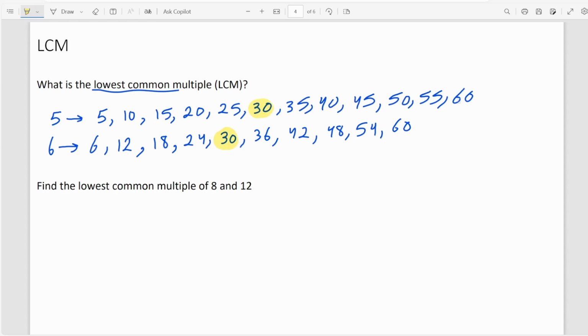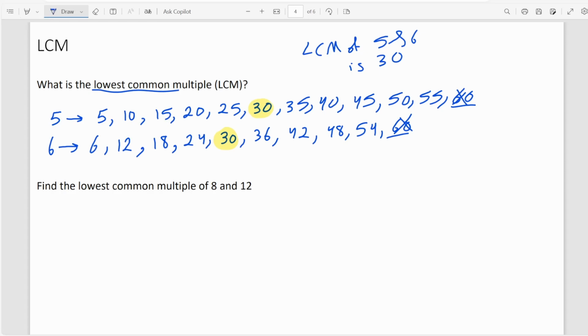It's 30, okay? It's not 60. It would be wrong to say 60 because it's not the lowest. Yes, it's common, but it's not the lowest. Because this is why you're looking for the lowest number, okay? So this is the LCM. So the LCM of 5 and 6 is 30, okay?